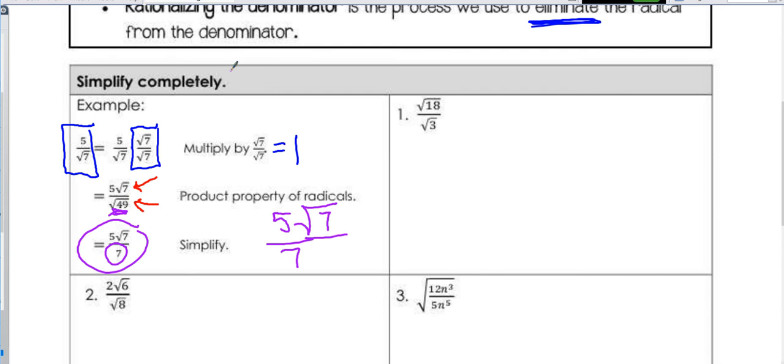Clearly, my computer did not like when I flipped it over, so sorry about that. Let's go ahead and actually start with number 1 this time.